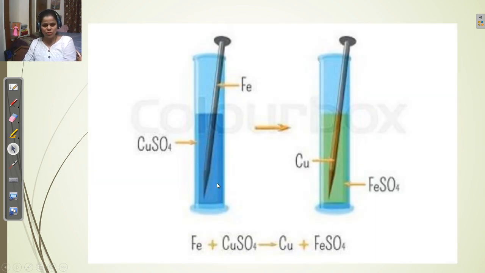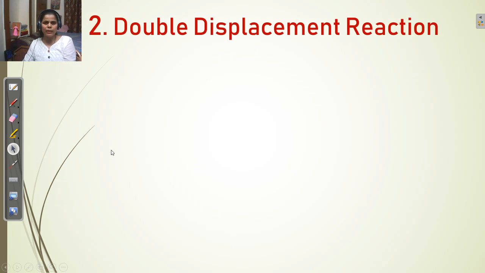This is a copper sulfate solution, blue in color, reacting with the iron nail, Fe. After some time you can see the color of the iron is gray-brown. That means in this reaction the copper is displaced, and you can see the greenish color of the iron sulfate solution formed in this reaction. Understand? So the next reaction is a double displacement reaction.